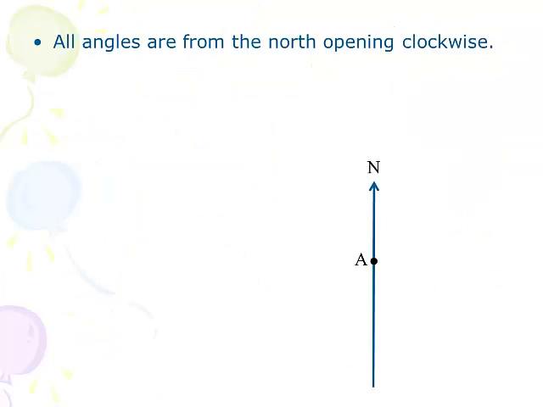And let's get a reminder here about how we do airplane problems. All angles are from the north and they open to the right. They open clockwise. So normally we start with a point A and we go above it and we open to the right however many degrees. So we can get angles anywhere from 0 to 360 degrees.